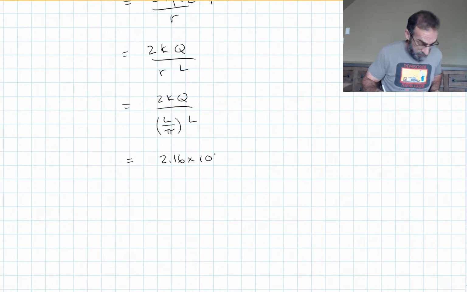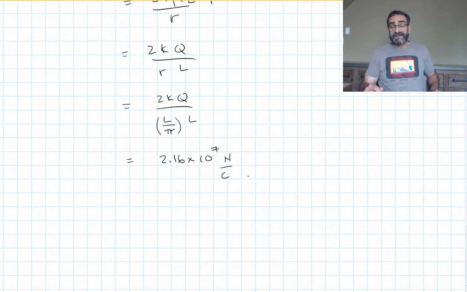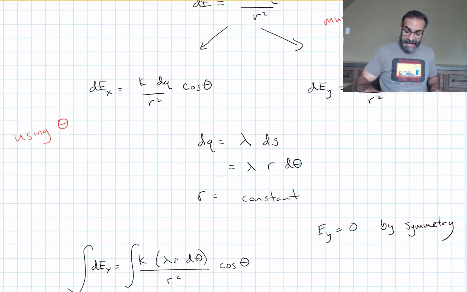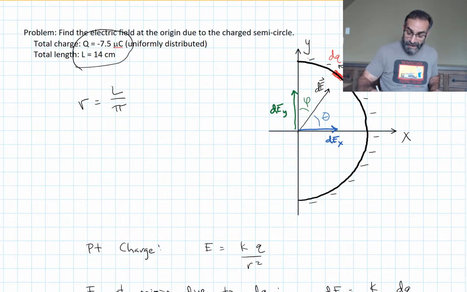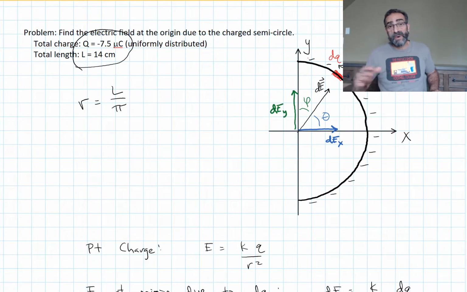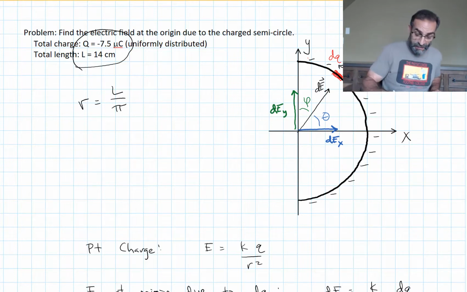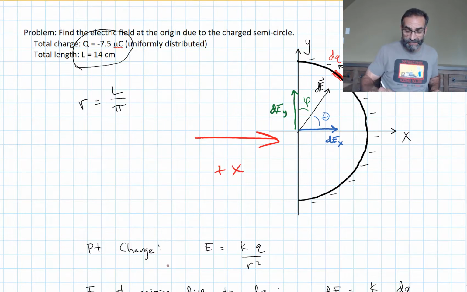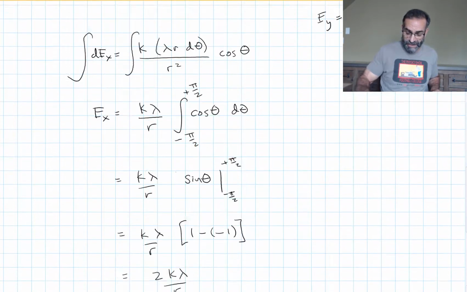2.16 times 10 to the 7th newtons per coulomb. The units for electric field, newtons per coulomb. Now that's the magnitude of the electric field. We need the direction. This is negative charge. So the electric field points toward the negative charge, which means it points in the positive x direction, or the positive i hat direction if we're using unit vector notation.